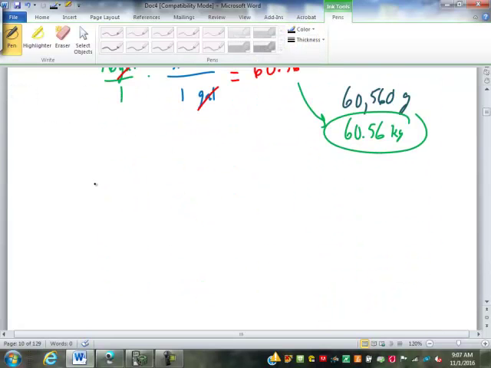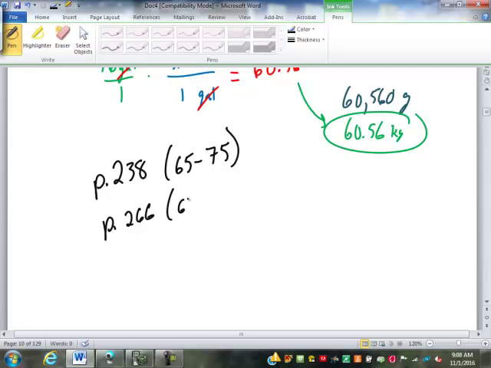Okay, so today we're going to finish off that packet. In that packet on page 238, problems 65 through 75 do metric to standard, actually standard to metric. And on page 266 of that packet, problems 63 through 90 do metric to standard.